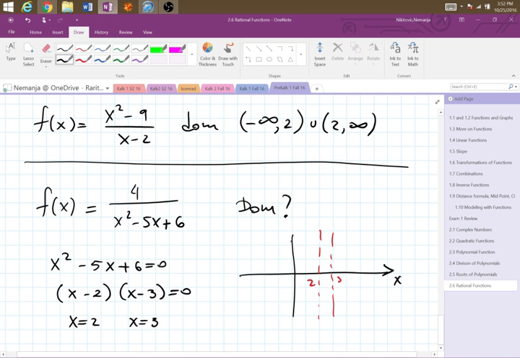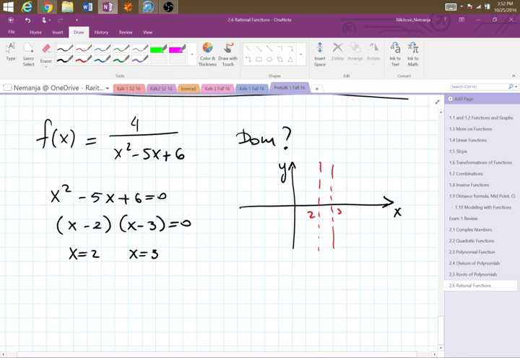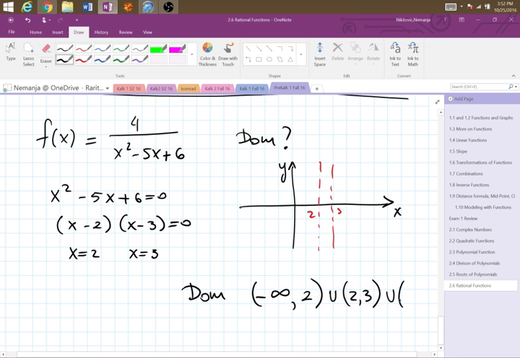So what do I get from this? I get 3 parts of the domain. For the domain, I start at negative infinity. I will go up to 2. Then I have to exclude the 2 by using a regular parenthesis. Then unite 2 to 3, stop again, and then 3 to infinity. So I have 2 interruptions in the domain.